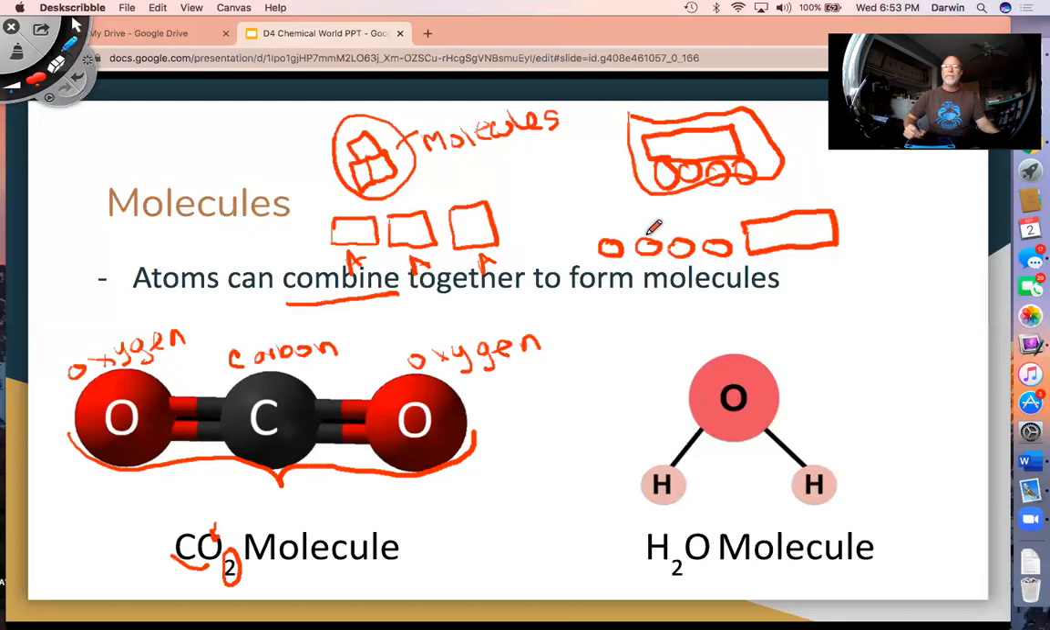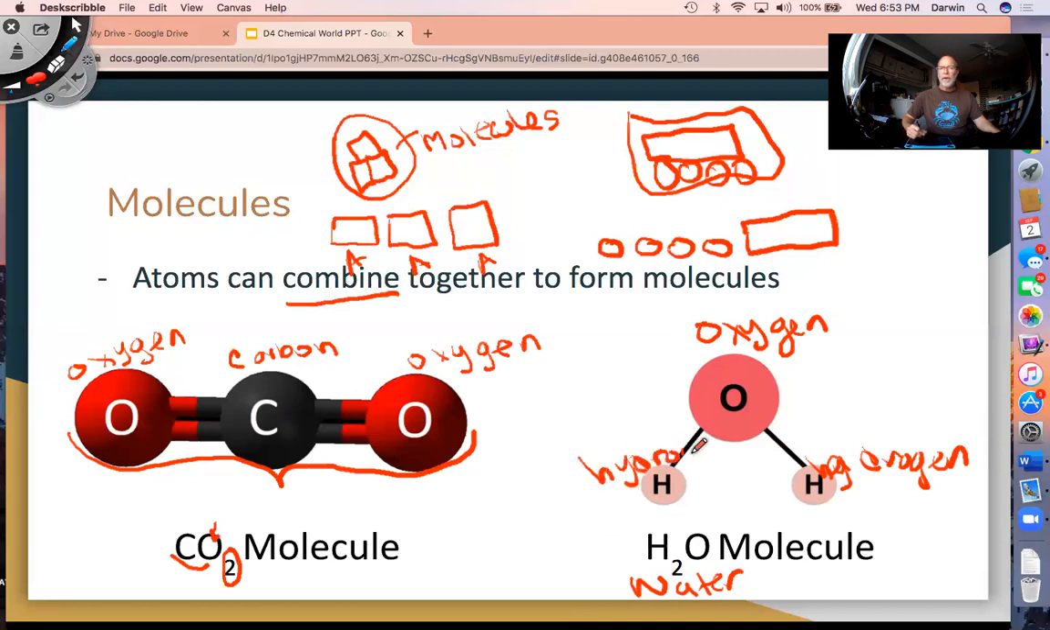Another molecule would be water. This would be water right here, H2O means water. So water is made up of an oxygen atom, and it's made up of 2 hydrogen atoms. So those 2 hydrogen atoms, when they combine with the oxygen, become water. So this whole thing is a water molecule.